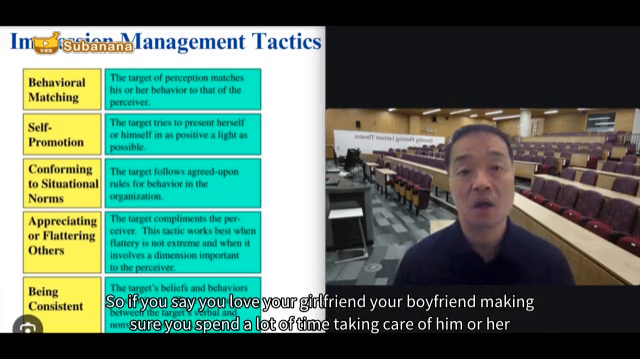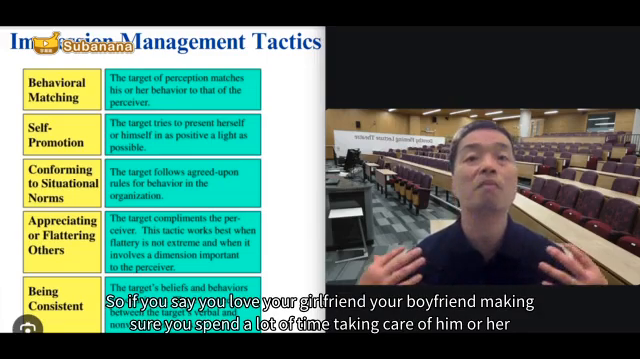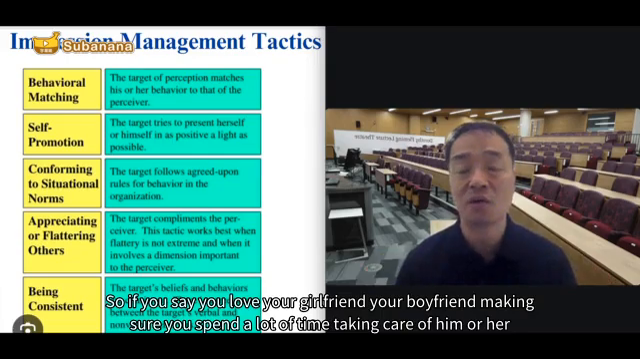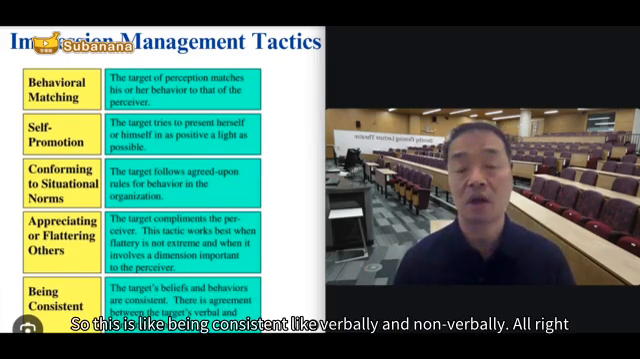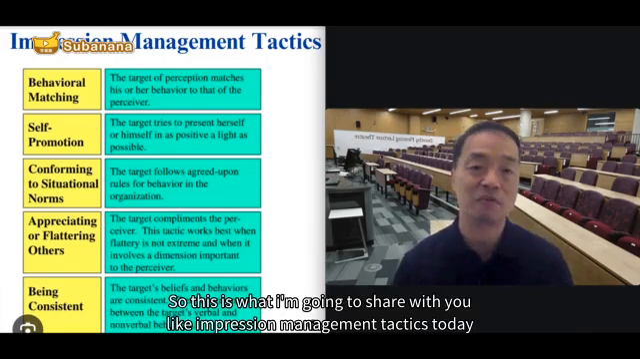Being consistent. So if you say you love your girlfriend or boyfriend, make sure you spend a lot of time taking care of him or her. So this is like being consistent, verbally and non-verbally. All right, so this is what I want to share with you, the impression management tactics, today.